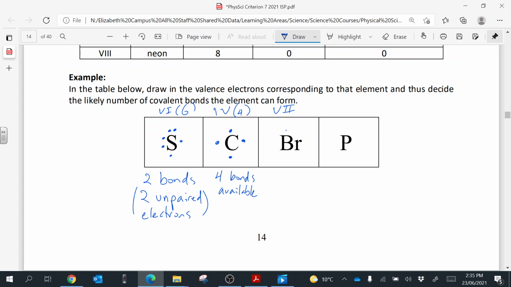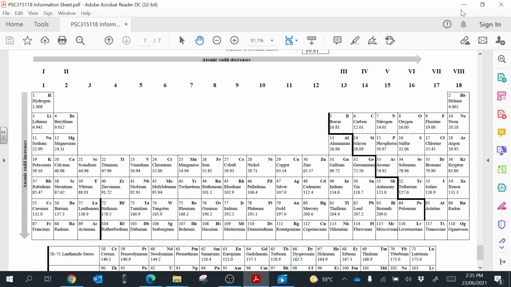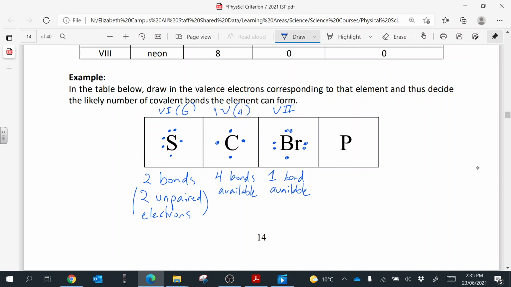And so if we went through and first of all draw in our 4 unpaired electrons, and then we've got 3 more. So 1, 2, and I'm going to draw this one, 3. It doesn't really matter where you put the unpaired electron there, but we can say 1 bond available. And finally phosphorus, which is in group 5. So 1, 2, 3, 4, and we can put the 5th one at the top there. So it's got 3 bonds available.